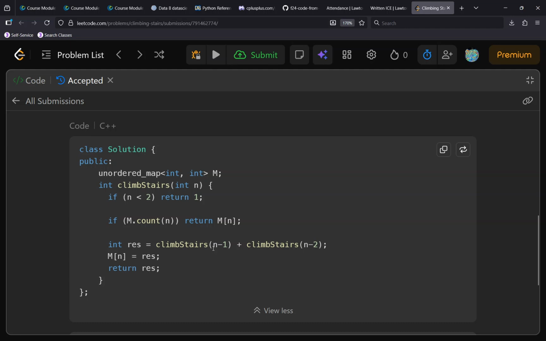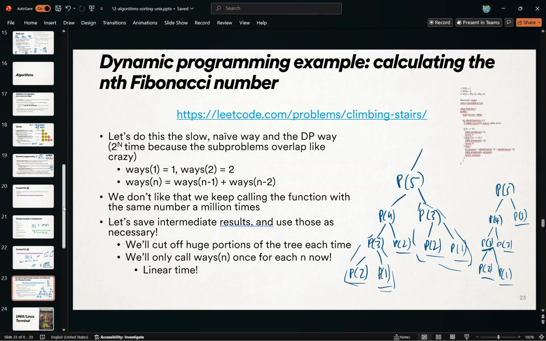Okay? Any questions about that? If you save the results, because you knew that there were some overlapping subproblems, that's the secret. Save those results, you will remember. All right. I think that's what I want to say. Questions about this example?